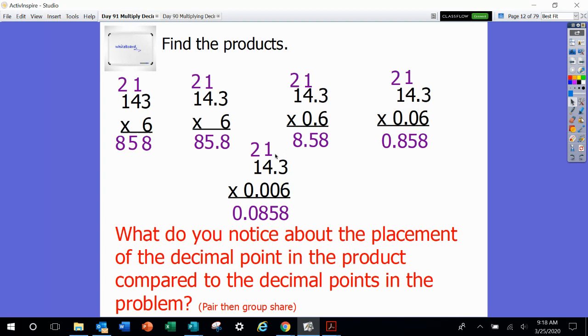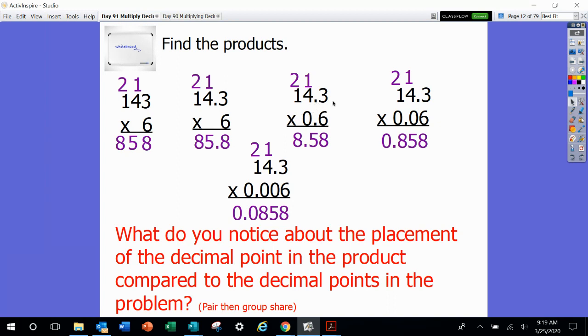So here we didn't have any decimal points and no decimal point in my answer. Here I had a decimal point and a decimal point. What are you noticing? Hopefully you're noticing this. Here I have one number total in my problem behind the decimal point, so I have one number total behind the decimal point in my answer.